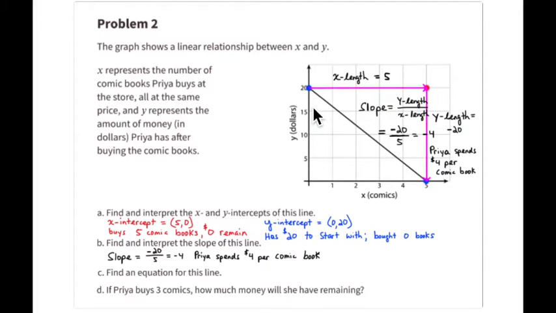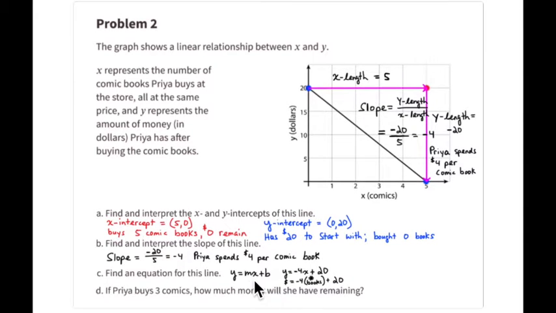She purchases a comic book, she spends $4. Purchases a comic book, spends $4. So the change in the amount of money along the y-axis is negative 4 for every 1 comic book that she purchases. So the slope is negative 20 divided by 5, which is the same as negative 4 divided by 1, or negative $4 per comic book. So Priya spends $4 per comic book, and then they ask you to write the equation.